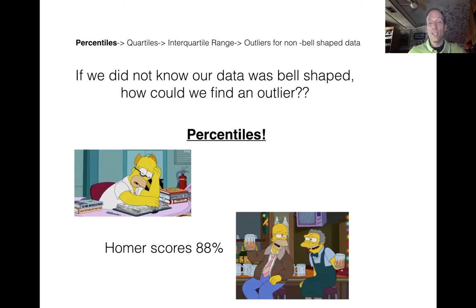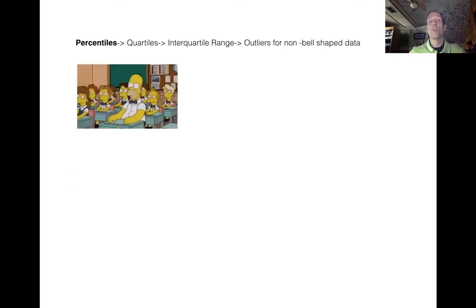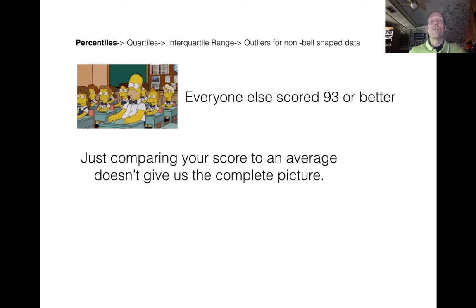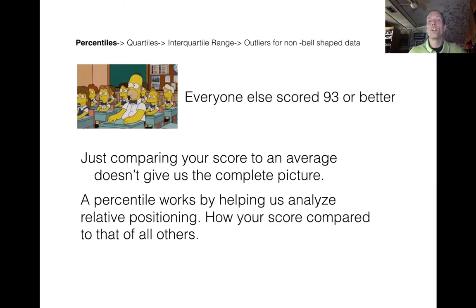And the next day, Homer comes into school and all of a sudden, he's got a big surprise. He finds out that everyone else who took that test scored a 93 or higher on it. So all of a sudden, Homer doesn't feel very good anymore because he's finding out that he actually had the lowest score in the whole class. So if we had only compared his score to the average, we never would have seen the information about how he did compared to everyone else. And that's where percentile is going to help us out.